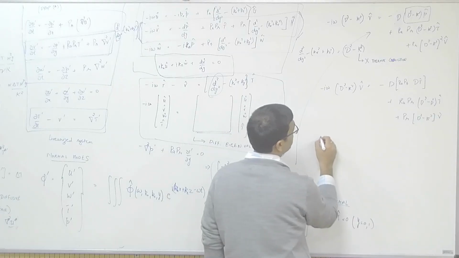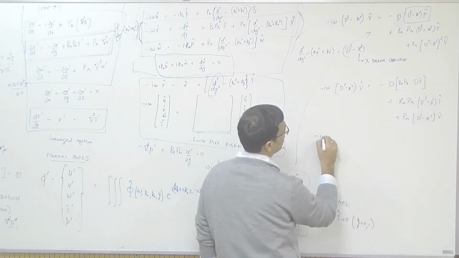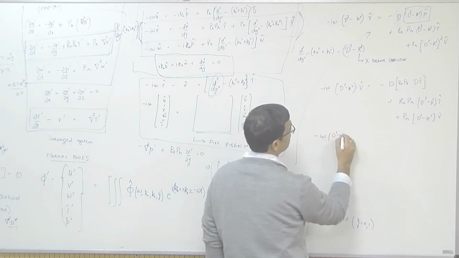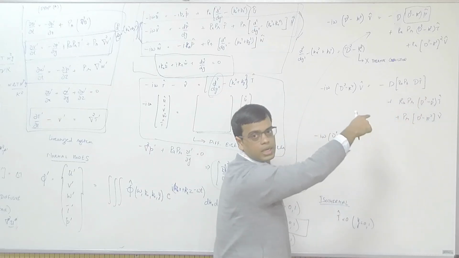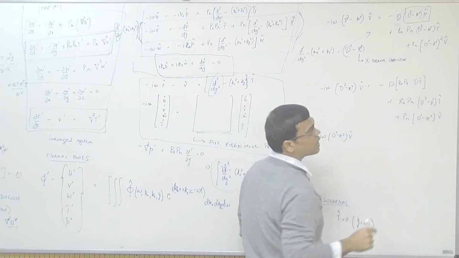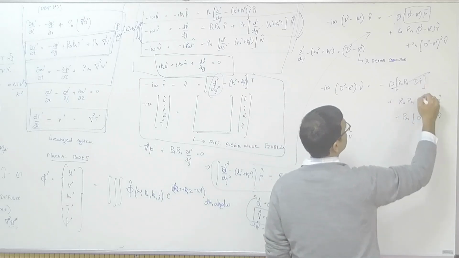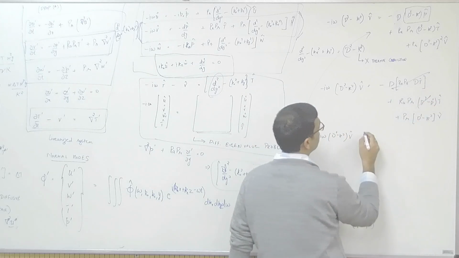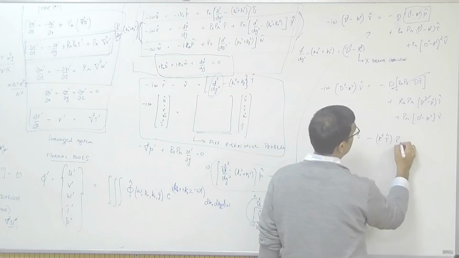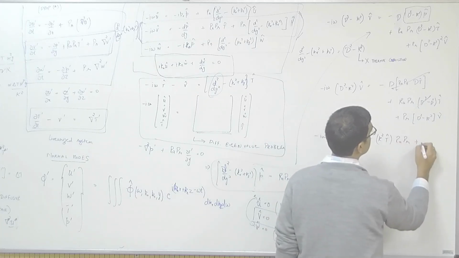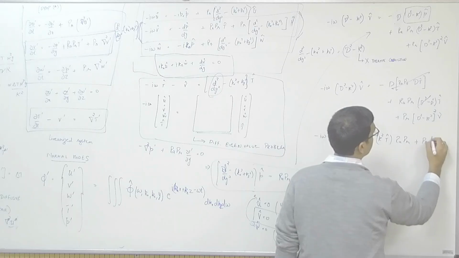And from here you get minus I omega d2 minus k square v hat. So here you will have a minus of RA PR d2 t hat. Here you will have a plus of RA PR d2 t hat. So these terms cancel and you are left with minus k square t hat times RA into PR plus PR into d2 minus k square whole square v hat.